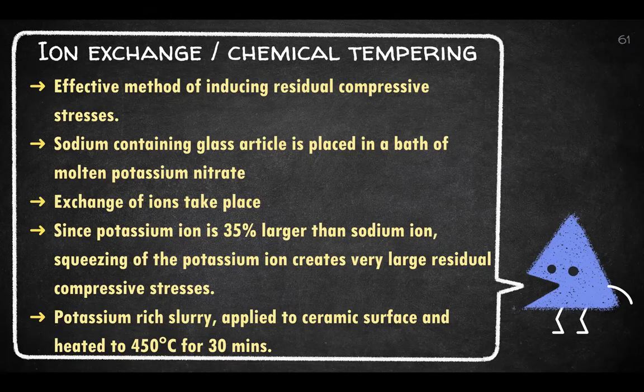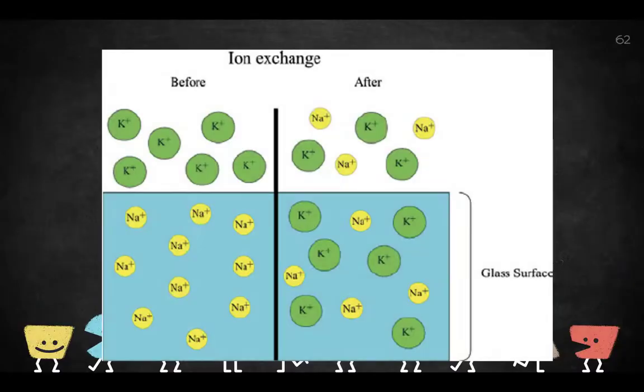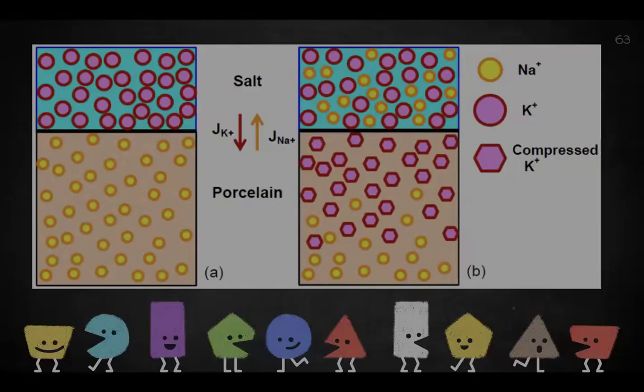So this potassium-rich slurry is applied to a ceramic surface and is heated at 450 degrees Celsius for 30 minutes for this ion exchange to take place. Gradually all the sodium ions are replaced by bigger potassium ions which squeeze into the position of the previous sodium ions, and this squeezing in causes some residual compressive stresses that in turn strengthen the ceramic. So this is ion exchange. You can see the sodium ions are leaching out and replaced by potassium ions.